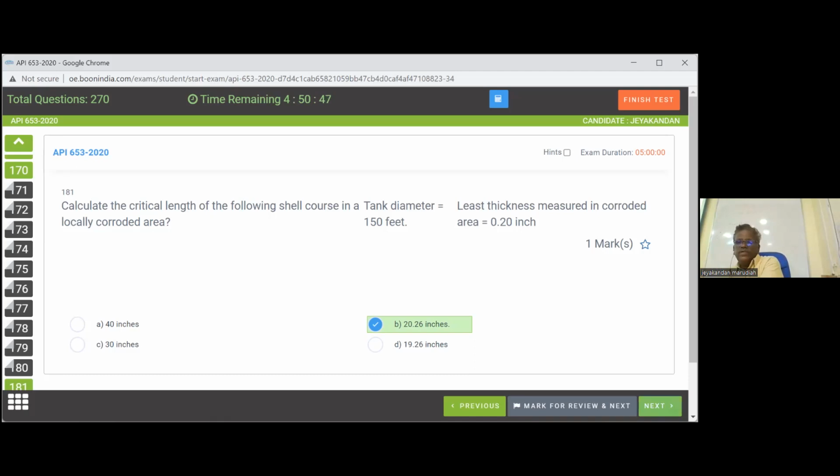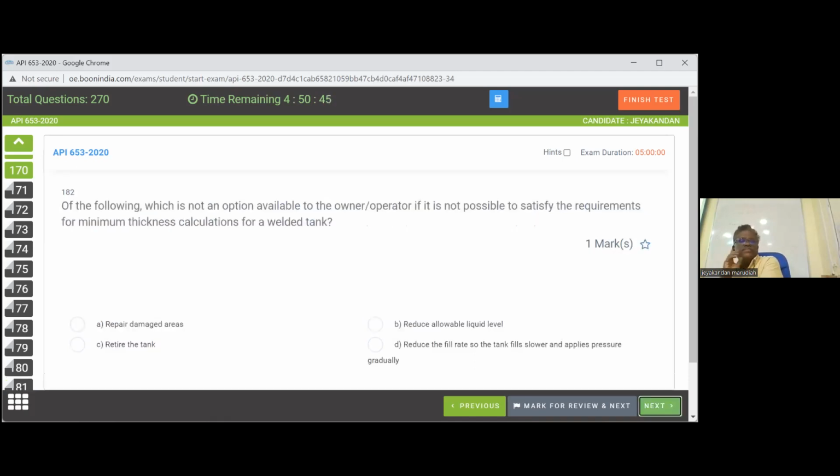Okay. Next. Of the following, which is not an option available to the owner operator if it is not possible to satisfy the requirements or minimum thickness calculation for a welded tank. Repair damaged area, it is allowed. Reduce the allowable liquid level, allowed. Repair tank also allowed. Reduce the fill rate is not allowed. Fill rate will not affect that.